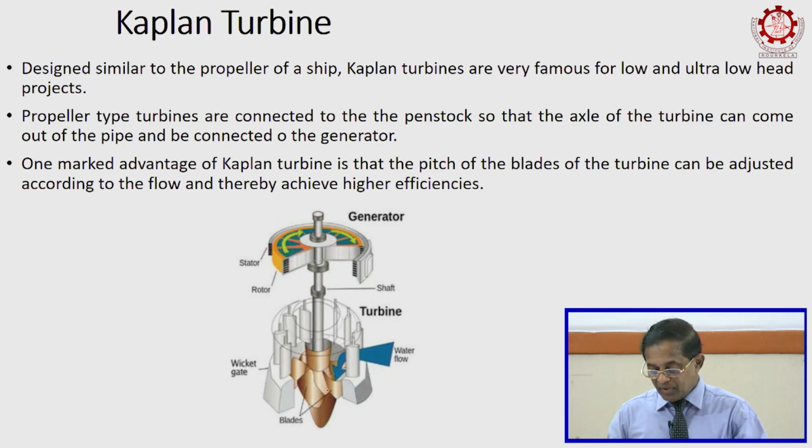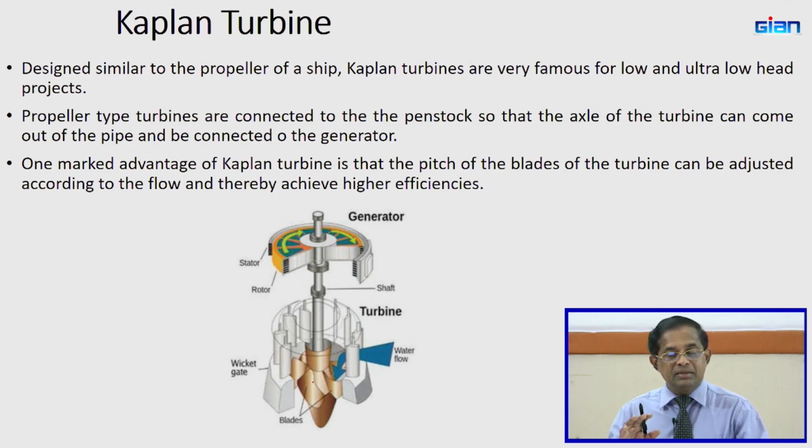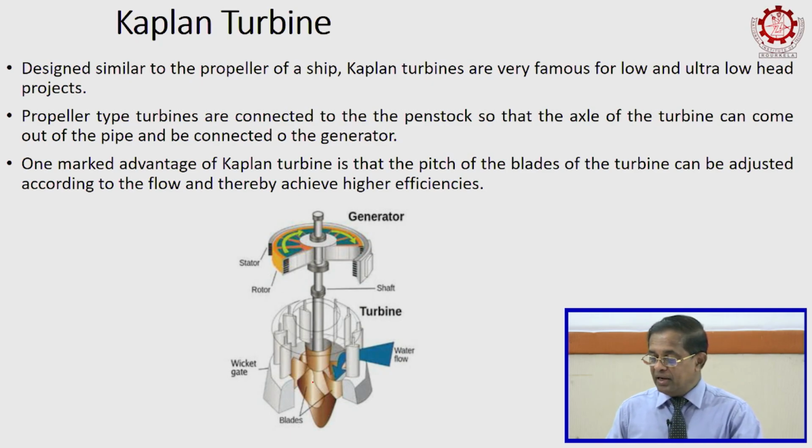Now, the propeller is fixed and the water is pushed to it, then it begins to rotate, right. But Kaplan is an improvement on the normal propeller, because in a Kaplan the blade angle can be adjusted to suit better efficiency and to increase the efficiency for the given flow, right. So, the Kaplan is just a propeller turbine where the blades can be adjusted by hydraulic means to maximize the efficiency, right.